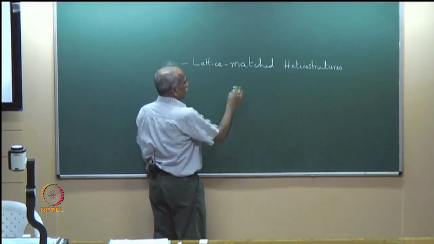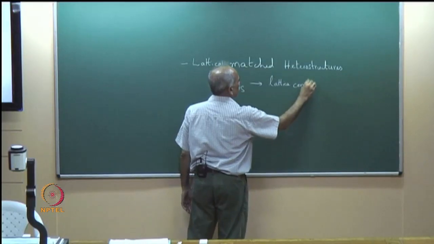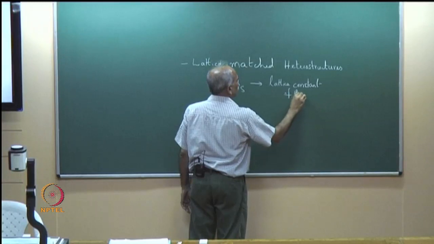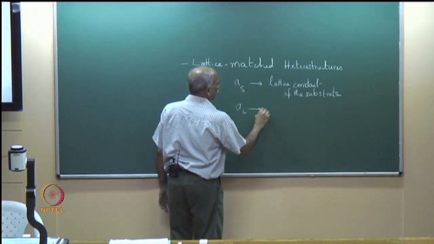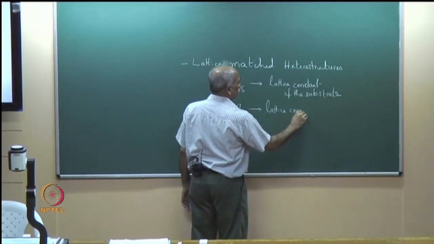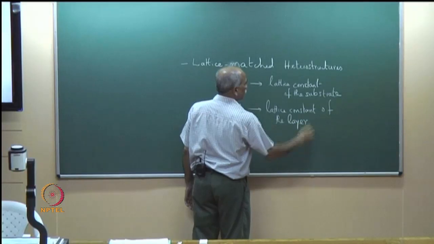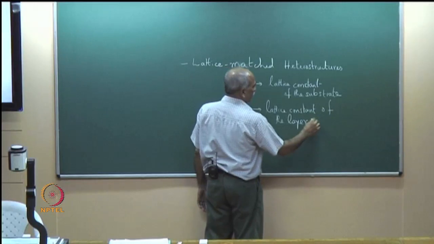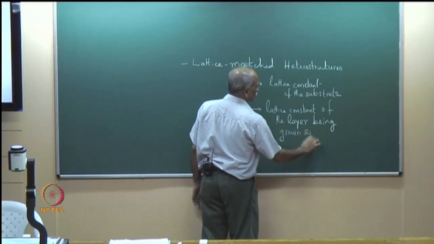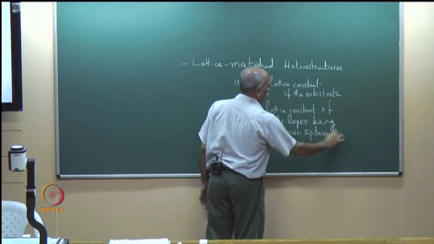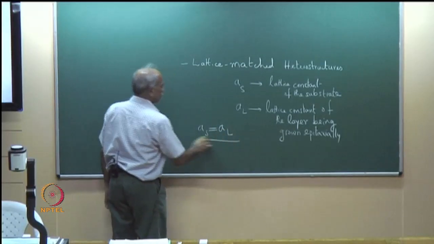I had mentioned that if there is a lattice mismatch, if As is the lattice constant of the substrate, and Al is the lattice constant of the layer that is being grown, the epi layer, the layer being grown epitaxially, then we wanted that As must be equal to Al. So, this is lattice matching.